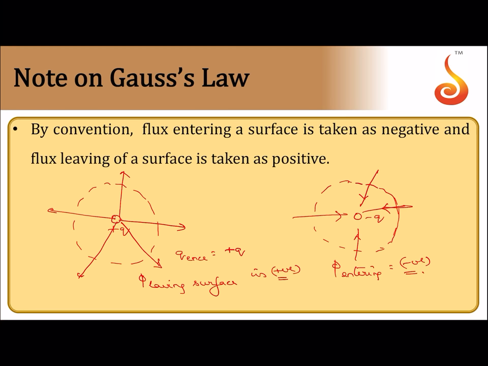And if I have a surface where this flux is entering, phi 1, and this flux is leaving, phi 2, then what is phi net? Phi 2 is leaving. So is it positive or negative? It is positive. Phi 1 is entering. Is it positive or negative? It's negative. Therefore, the net flux will be phi 2 minus phi 1. Outward is positive, inward is negative. That will be the net flux in that surface. Number of field lines leaving is positive, number of field lines entering is negative.